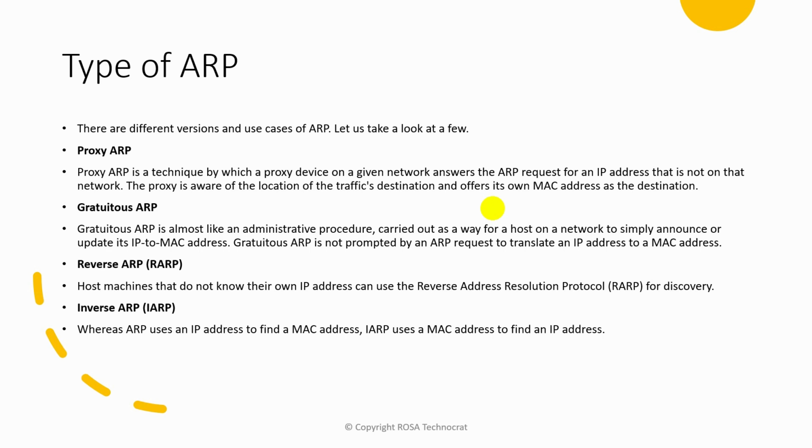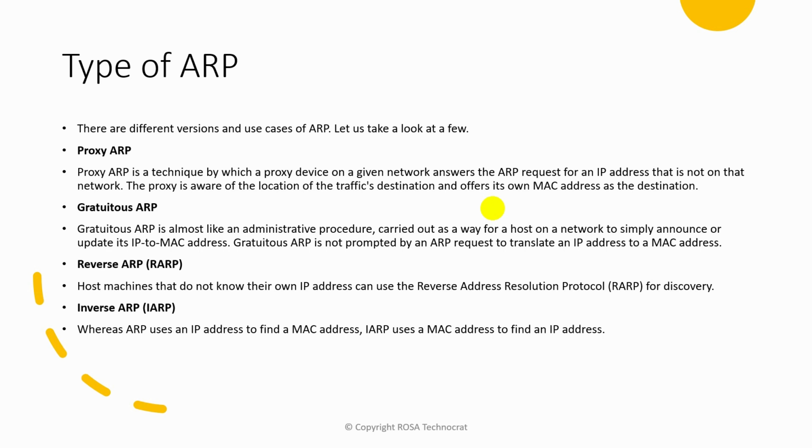So in such cases, they request a reverse ARP, and using the ARP discovery, they can know their IP address. And the last one is the inverse ARP. Whereas ARP uses an IP address to find a MAC address, inverse ARP uses a MAC address to find an IP address. So it's basically the reverse of ARP, called inverse ARP. ARP only does IP address to MAC address, and inverse ARP is MAC address to IP address.